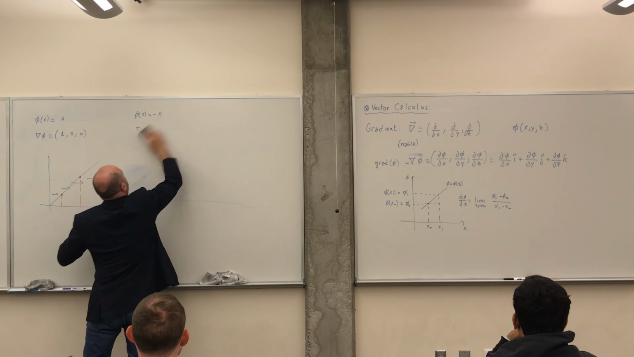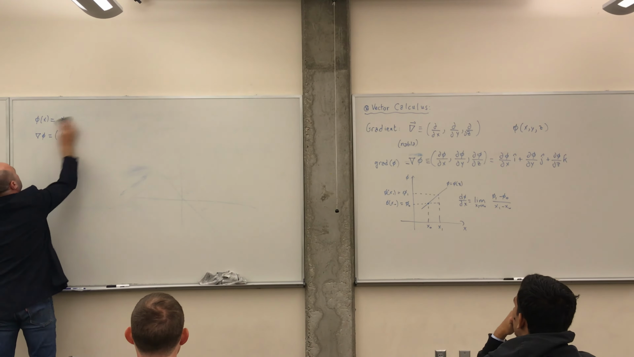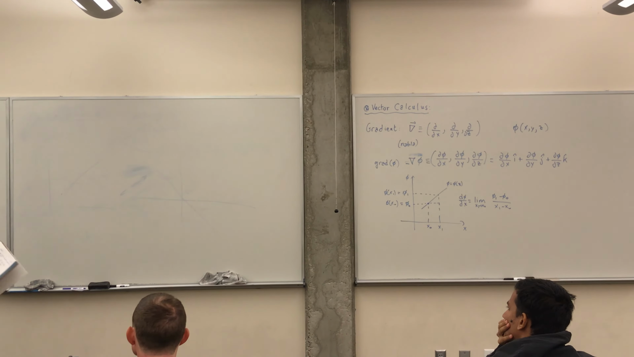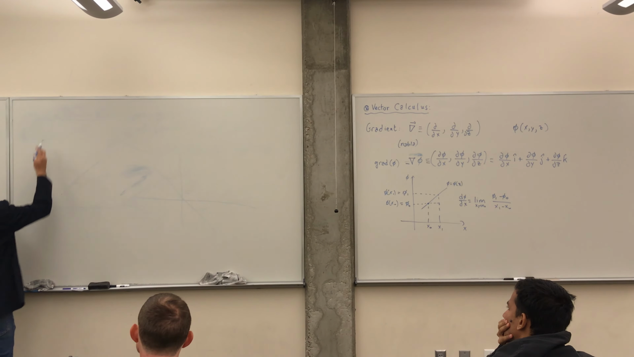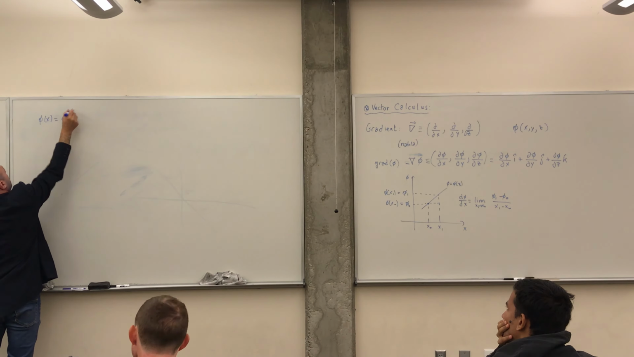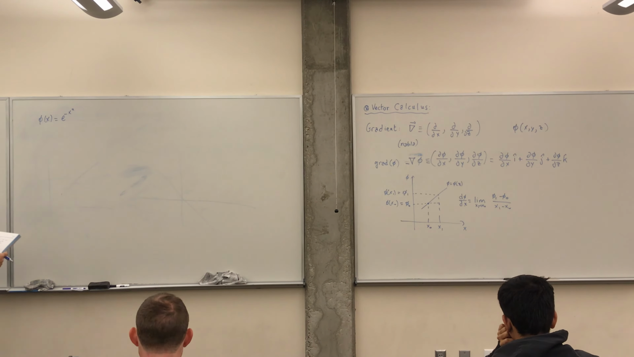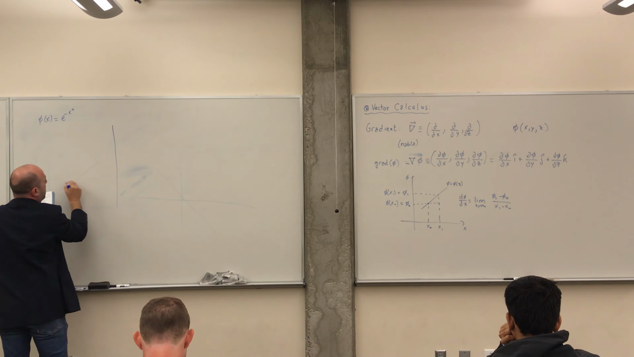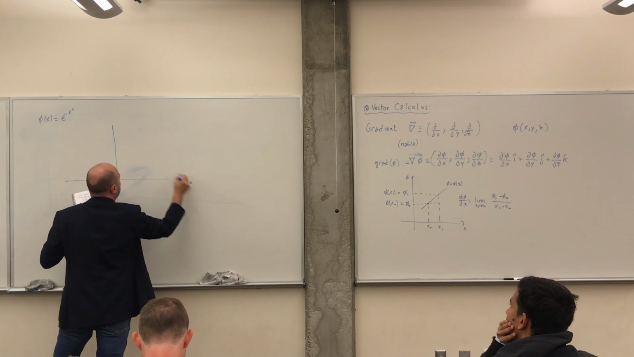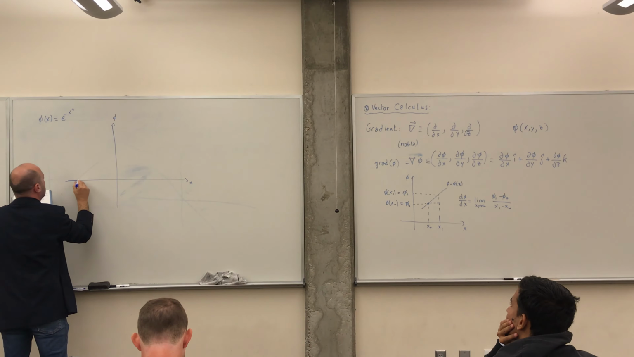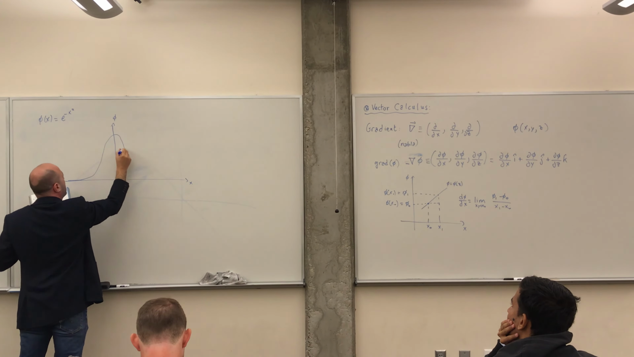Okay. So now, I'm going to take another example. I'm going to take a Gaussian. Okay? And just a basic unnormalized Gaussian. So let's say phi of x equals e to the minus x squared. Okay? And if you plot this function, it's going to be a Gaussian centered at x equals 0. This is phi. This is going to look like something like this, right?